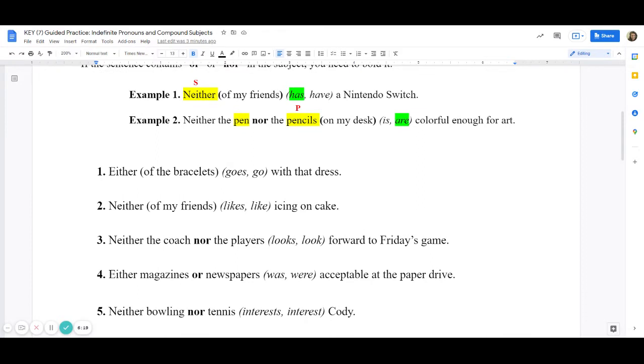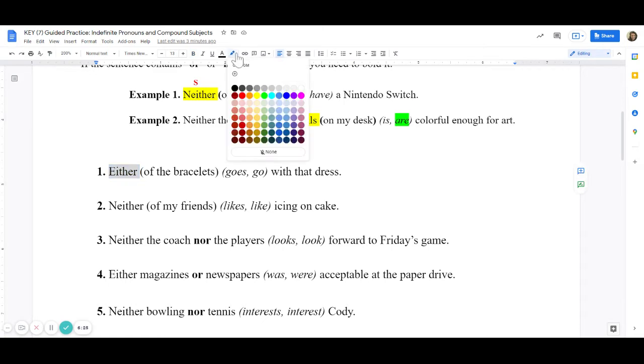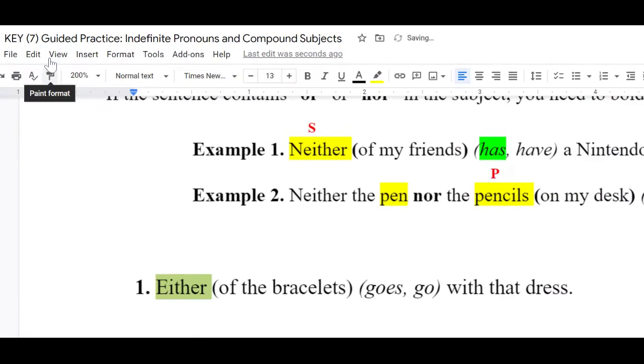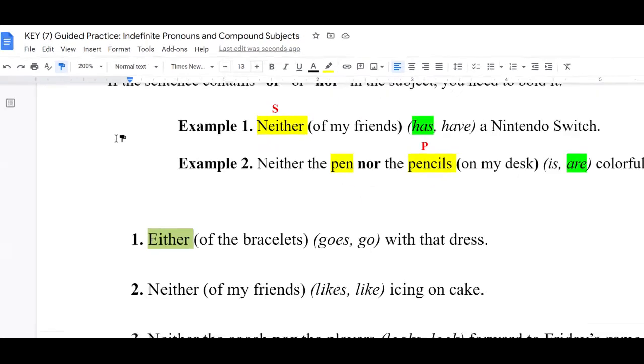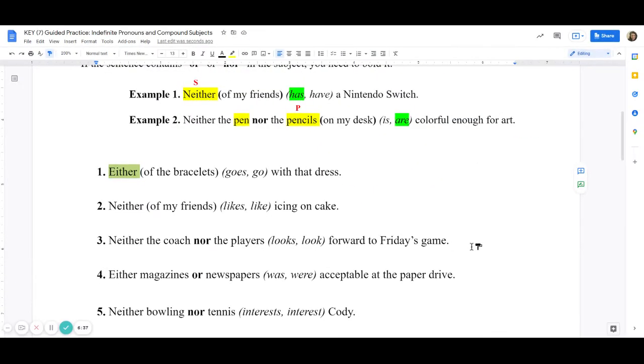So number 1, there was no or with this. Either is our subject. So we're going to double click that, 1, 2, go to our highlighter and choose yellow. Then we're going to turn on our roller brush or paint format option. You click it twice, 2 times really quickly. 1, 2. If it's blue, you know that it's on. Number 2, there was no nor in this sentence, so neither is a subject all by itself.